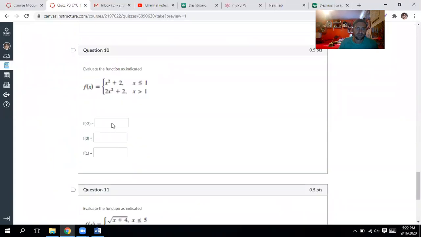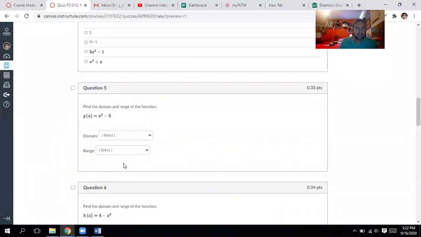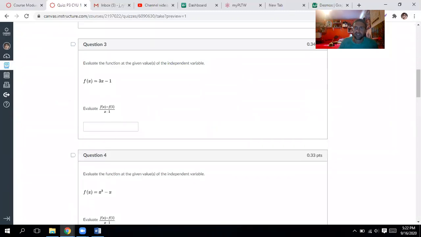So it should be okay. Evaluating the functions, which one does it go into? Let's do this one together here because I think that's the difficult one. We're going to find f of x, which it already is. f of x is 3x minus 1, then minus f of 1. What is f of 1? If I plug 1 into here, what do I get? 3 minus 1, that'd be 2. So here's f of x minus 2, that was the answer for f of 1, all over x minus 1.